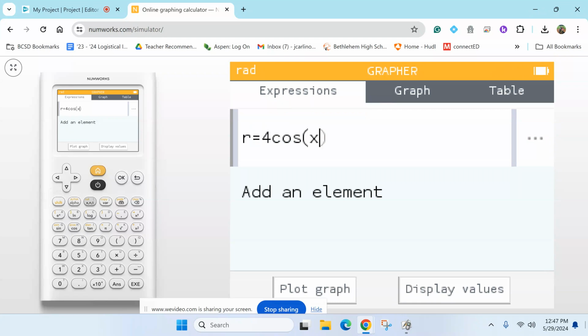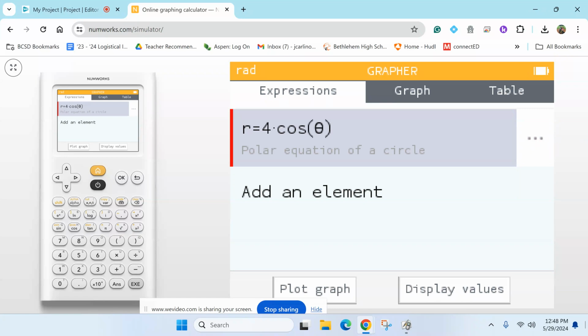That's why I'm showing you how to check. Notice you guys have a theta, right? You can just type in X when you check, because watch what happens when you do that. It'll automatically turn it into a theta for you. I knew that was going to happen.